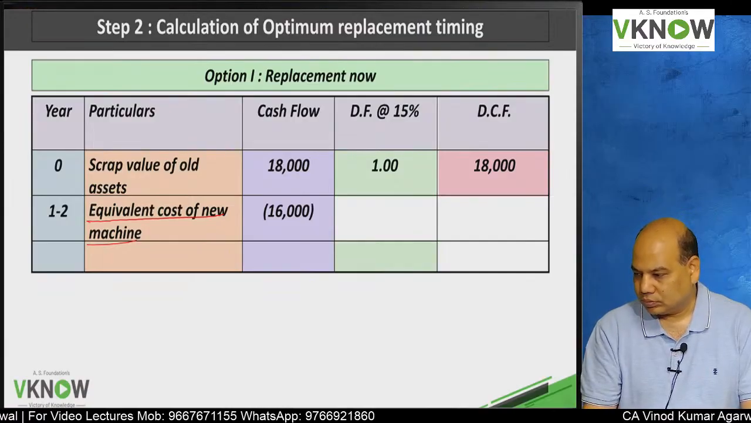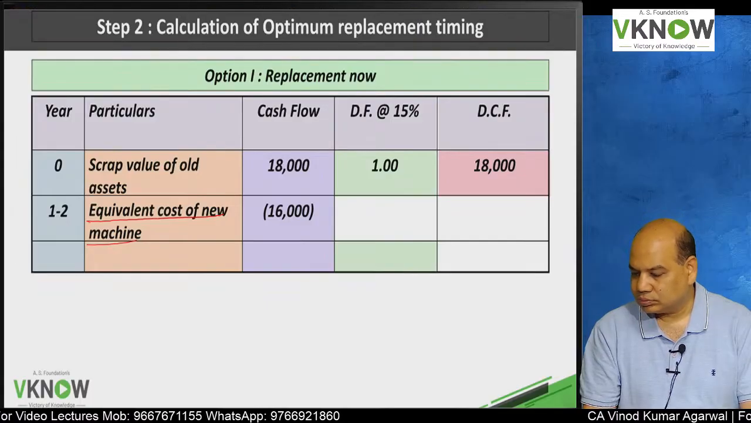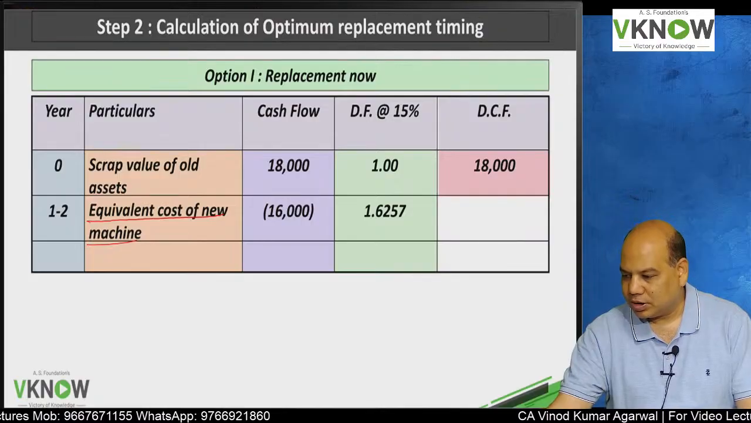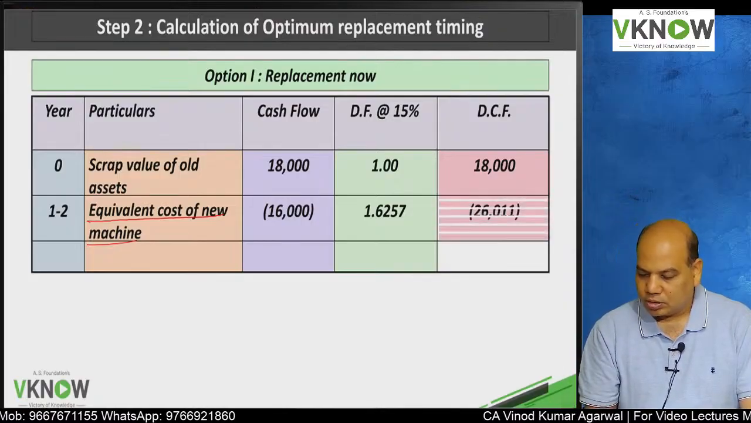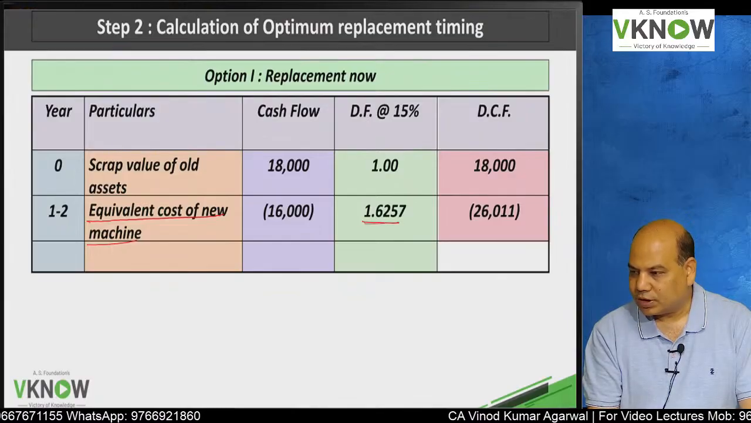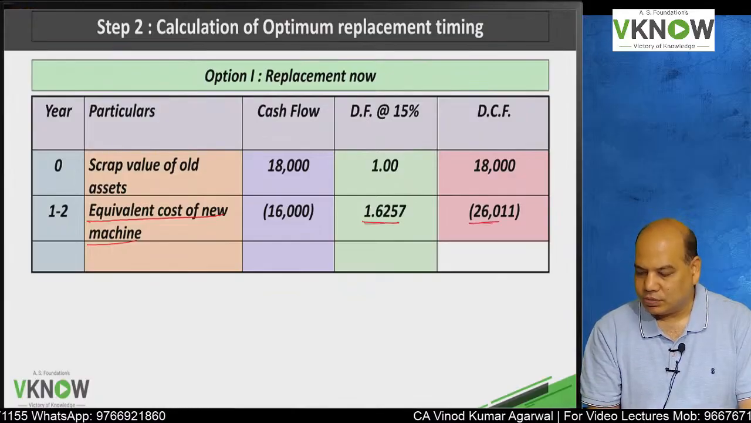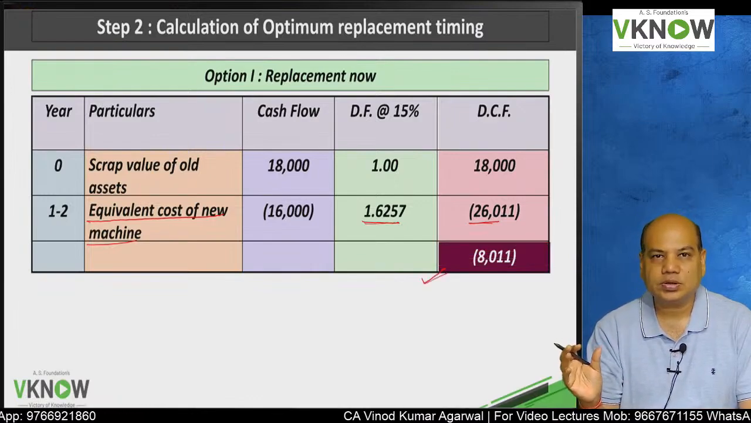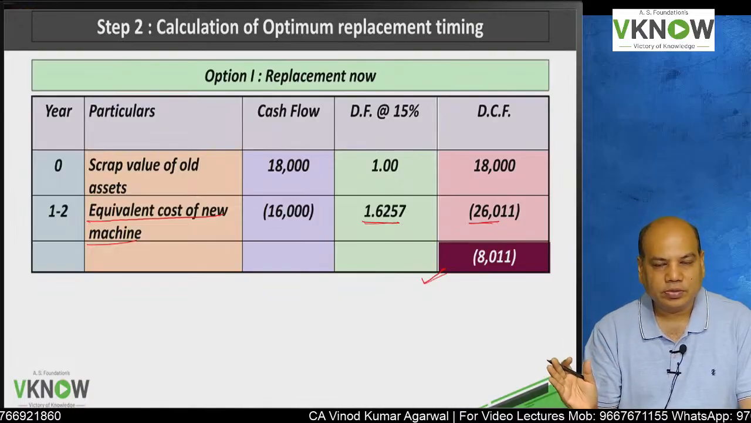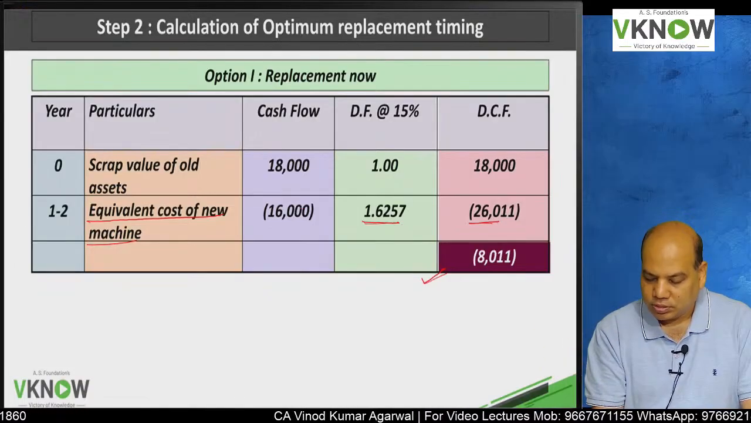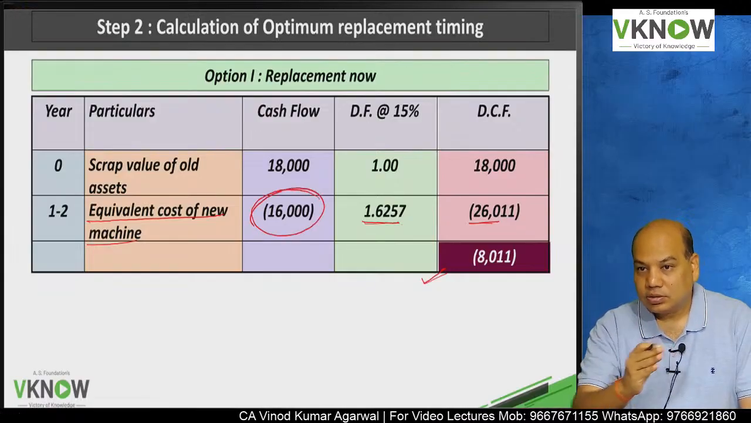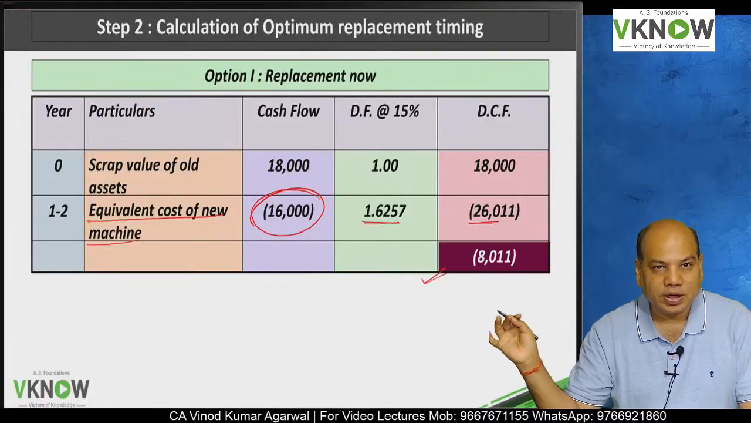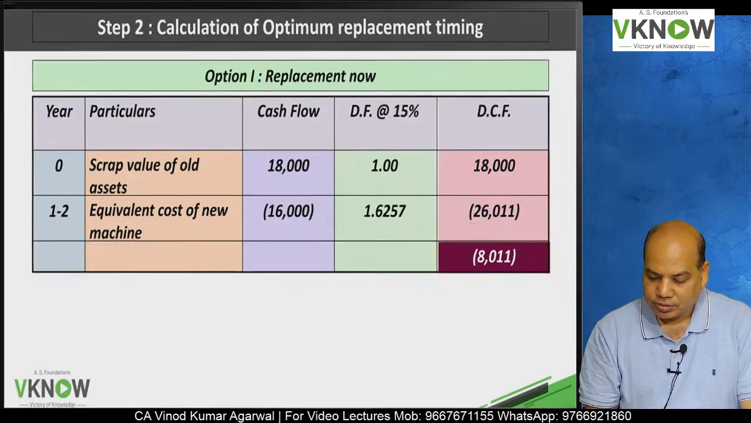Anybody? Present value? Please reply. If you don't reply, how will I understand? So factor is 1.6257, present value 26011. So my PV of cash outflow of first 2 years would be 8011, because from third year onward, till infinite period, you are going to incur 16,000 rupees per annum. Is it right?